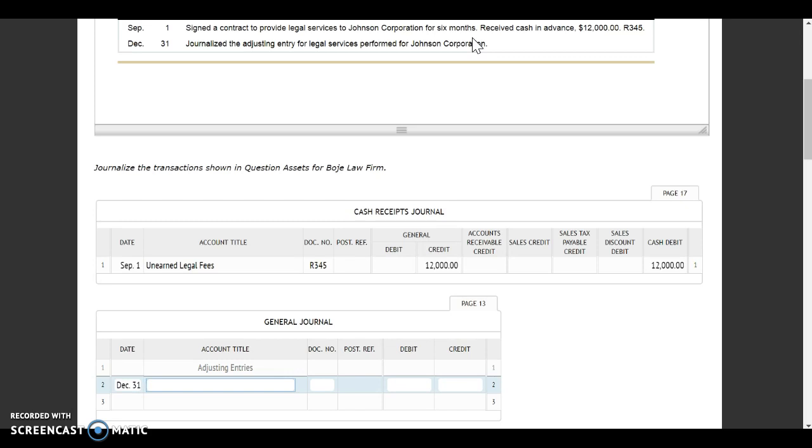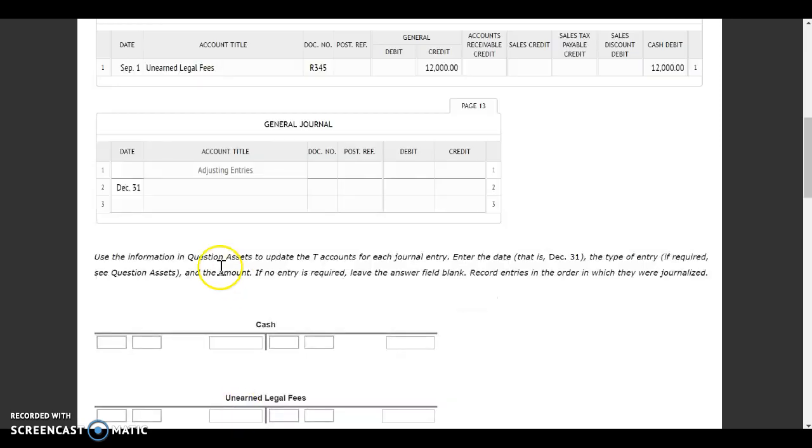So now we need to figure out, okay, well, how many months have we actually worked? So we did this on September 1st when we received the money, and we're doing our adjusting entry at the end of the accounting period, which is December 31st. So that means we have worked September, October, November, and December. So we have done 4 of the 6 months of work for Johnson Corporation. So we figured out to be $2,000 a month times those 4 months, which will be $8,000.